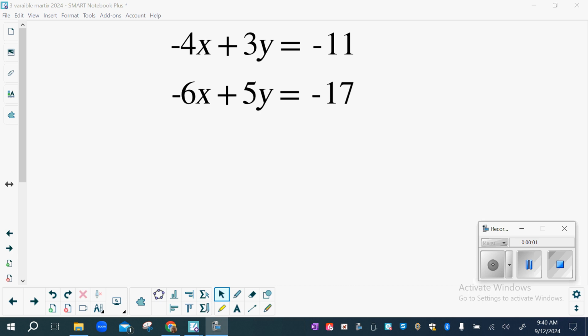Okay, so you're doing this, and you can make the x's match by making them both 12. You can make the y's match by making it 15. I had someone make the x's match by going to 24. That's fine. You do you. You get the same answer either way. Take your time.